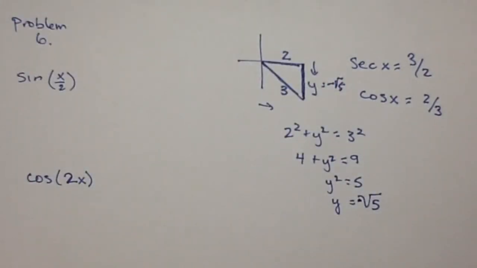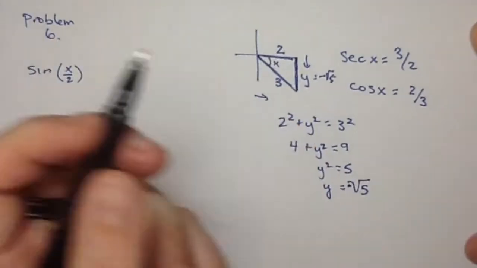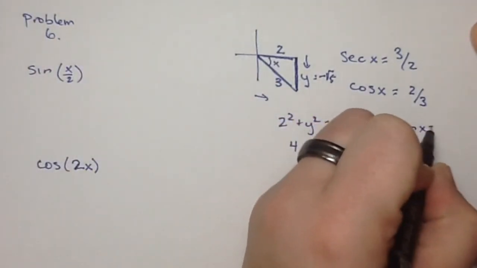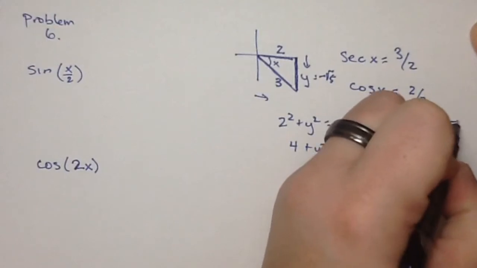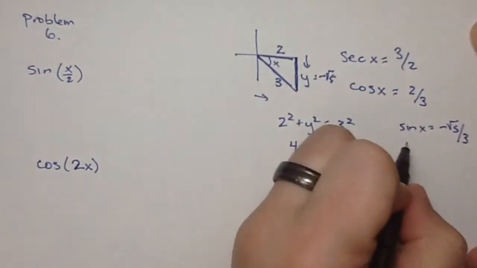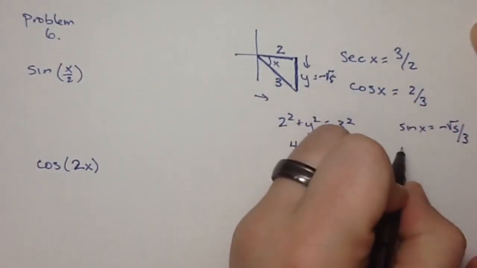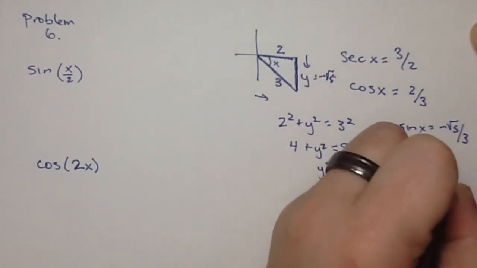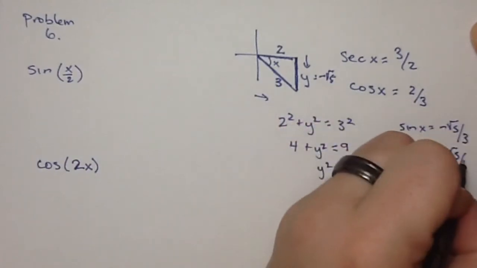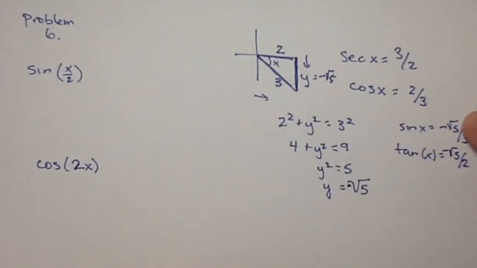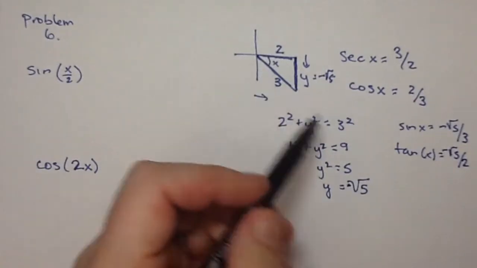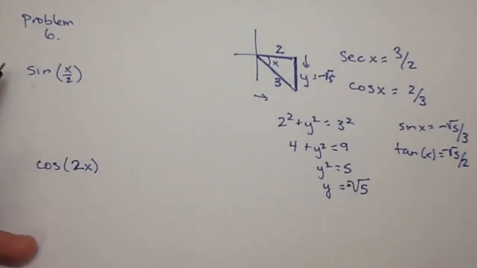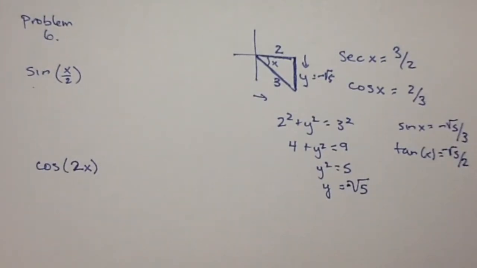All right. Now that we know that about x, we can write down the sine of x is negative root 5 over 3. And we know the cosine of x is 2/3. And then the tangent of x is going to be negative square root 5 over 2, just because tangent is sine over cosine. All right. So now, knowing this about x, we're going to come over here and find the sine of x over 2. So this is a half angle formula.